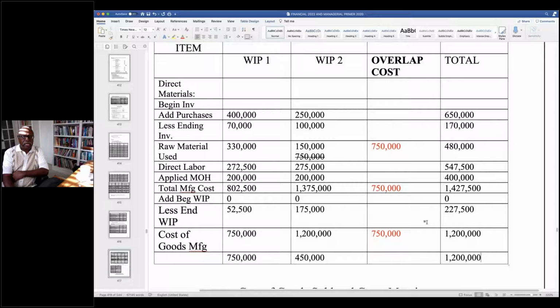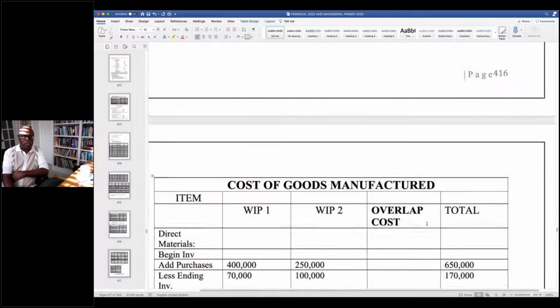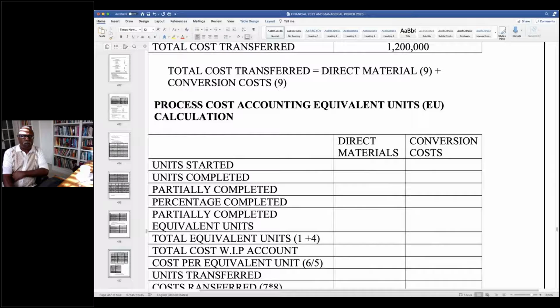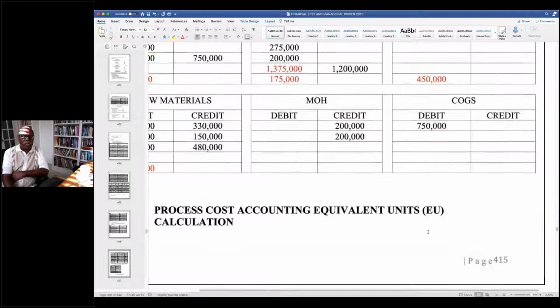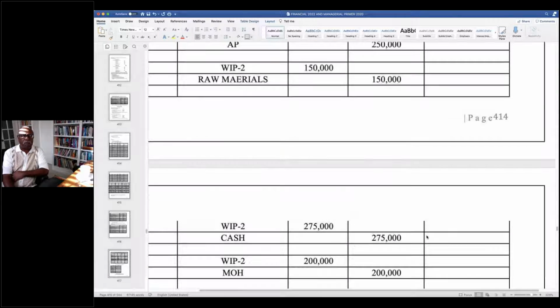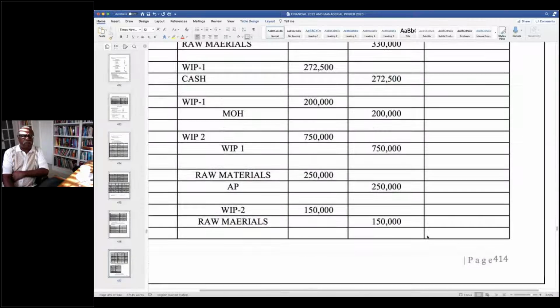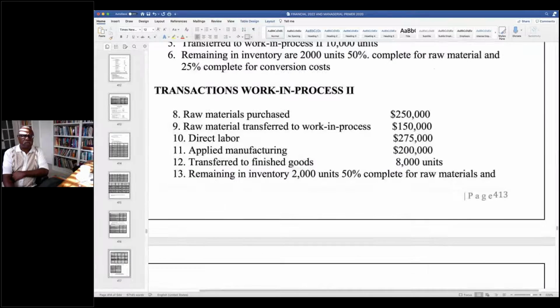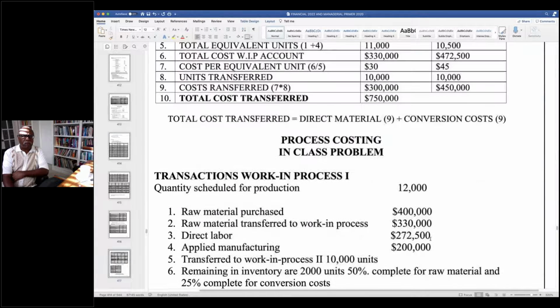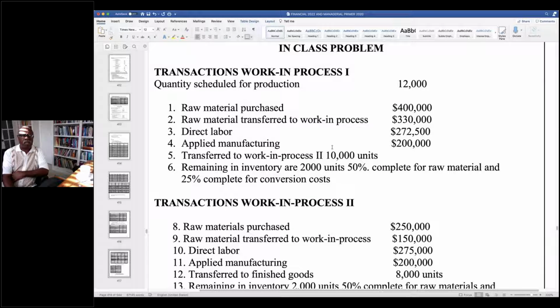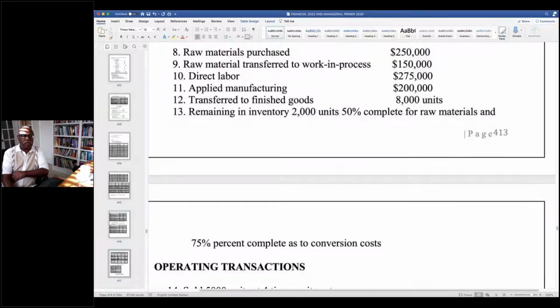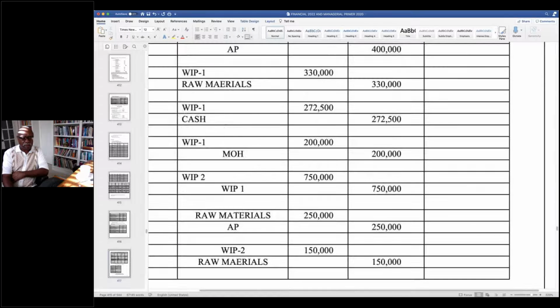So let's look at it and think about it. The key thing that you need to know is how to make those transfer journal entries. So when it says transfer to work in process 2, you need to know how to be able to do that. And then transfer to finished goods. That's what you need to be able to do.